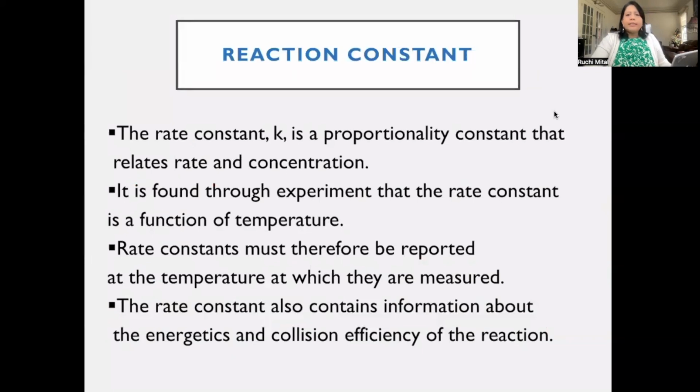So here are some points that you should know for the rate constant K, which is your lowercase k. The rate constant K is a proportionality constant that relates rate and concentration. It is found through experimental data that the rate constant is a function of temperature. Rate constants must therefore be reported at the temperature at which they are measured. The rate constant also contains information about the energetics and the collision efficiency of the reaction. We are going to talk more about this as we move further.